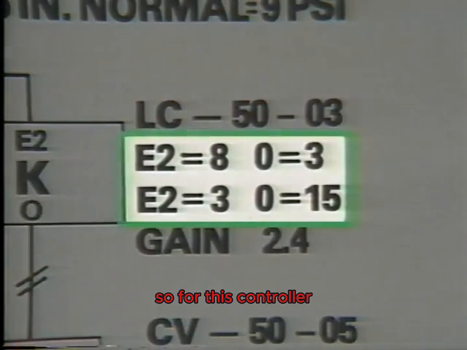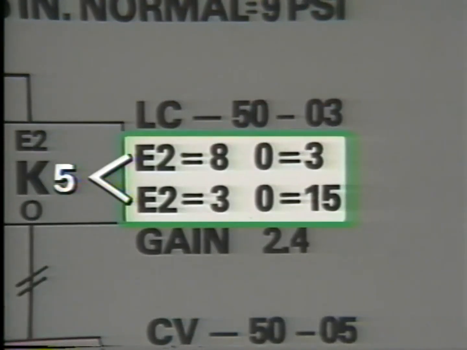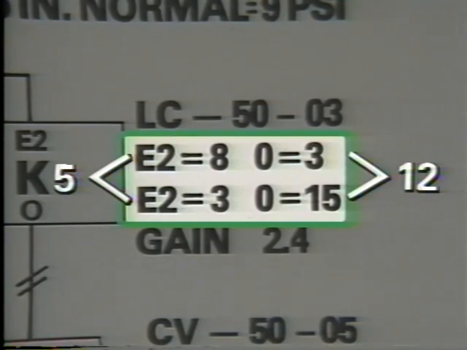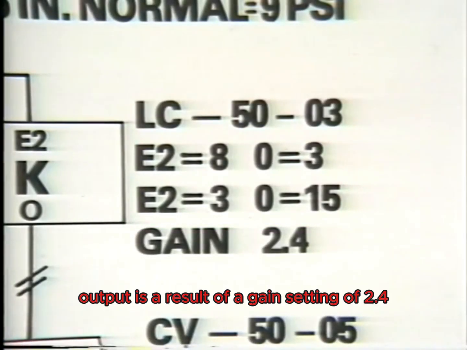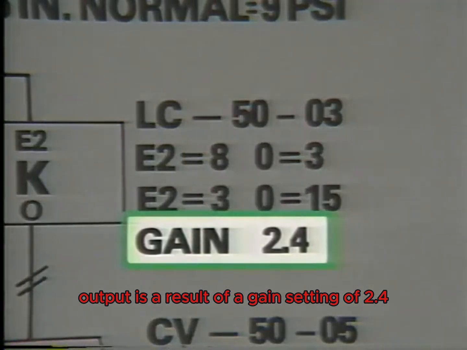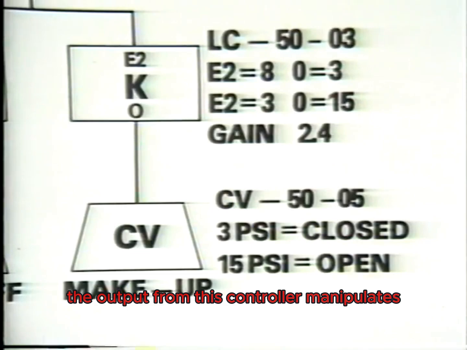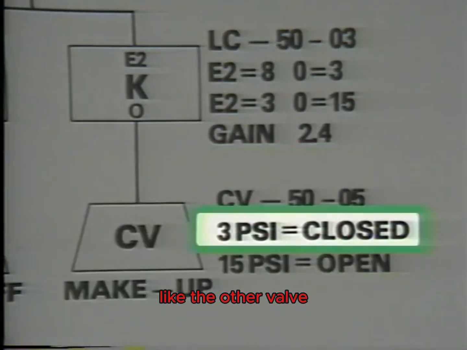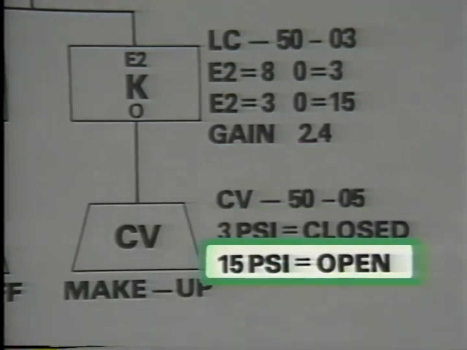So for this controller, an input change of 5 psi from 8 to 3 results in an output change of 12 psi from 3 to 15. As with the other controller, the proportionally larger output is a result of a gain setting of 2.4. The output from this controller manipulates the valve in the makeup line. Like the other valve, this one is closed at 3 psi and open at 15 psi.